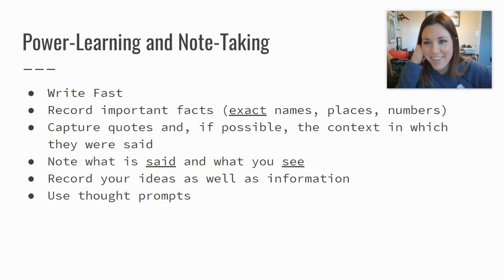So first, write fast. And when recording important facts or names, places, numbers, you need to make sure that those are exact. It is not something to mess up when you are writing about or recording. As a journalist, important facts, you need to make sure that those are correct. Capturing quotes, if possible, the context in which they were said. So not only saying, oh, word for word, this is what that person said, but they also meant this by it. Like understanding why they said what they said.